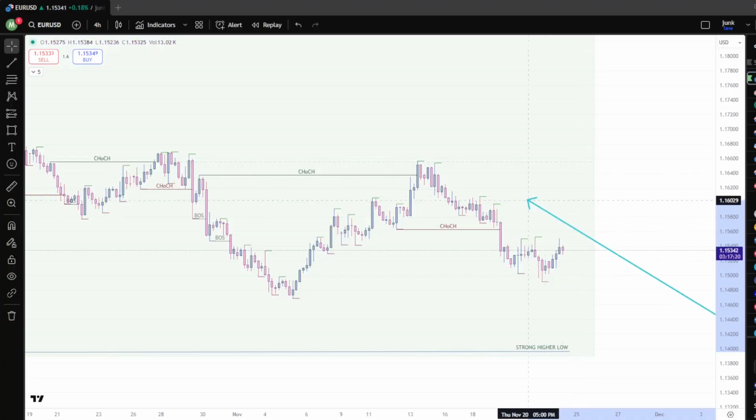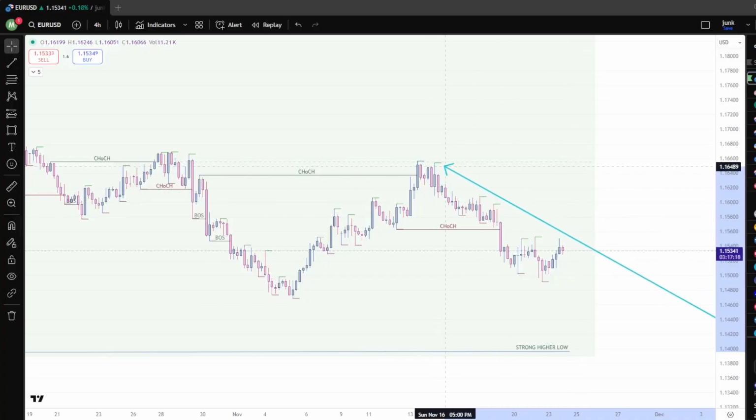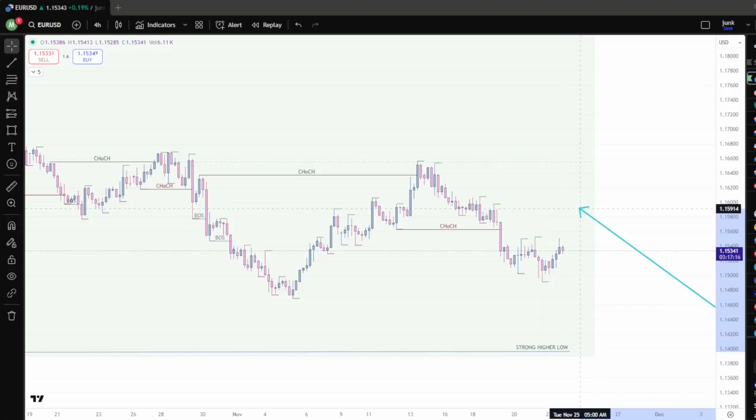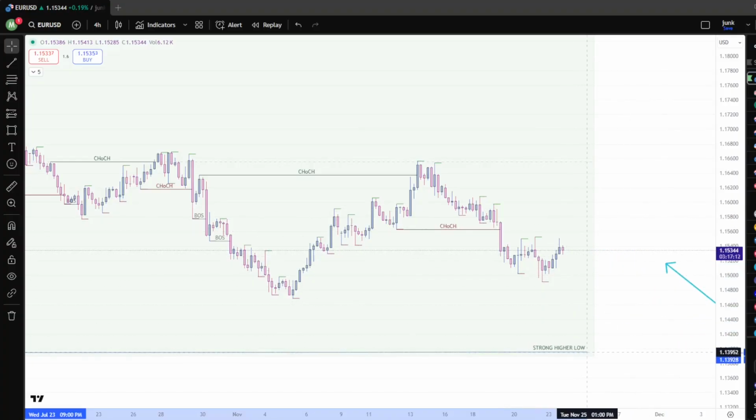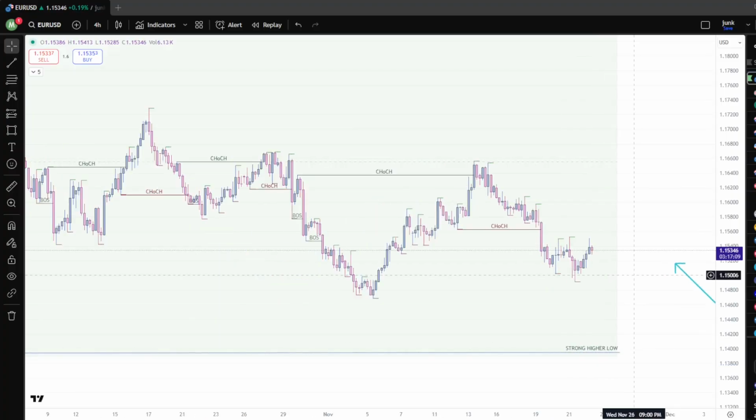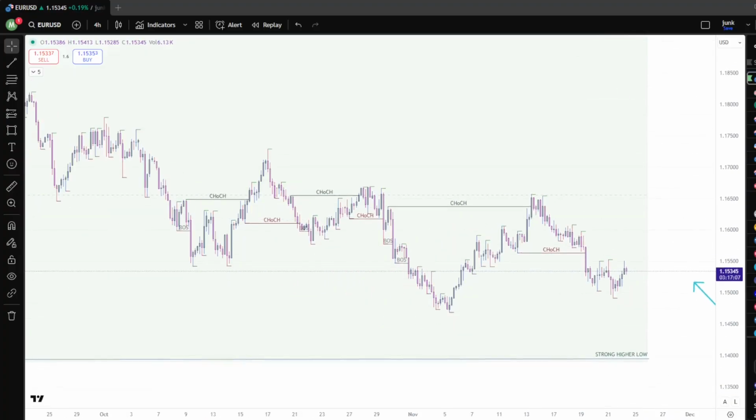It could possibly go back up, take out the liquidity sitting over these highs to continue to retrace some more before coming back down and targeting the low of this overall range. We're waiting to see any type of fundamental news on the DXY.